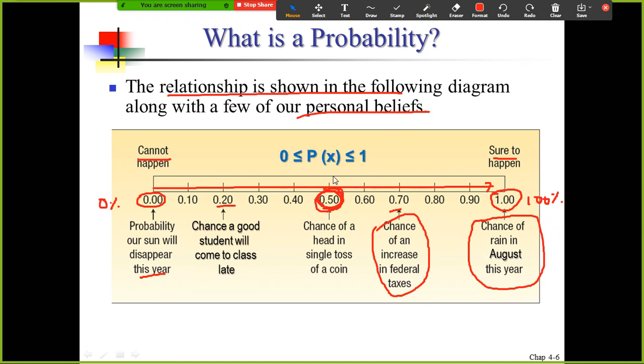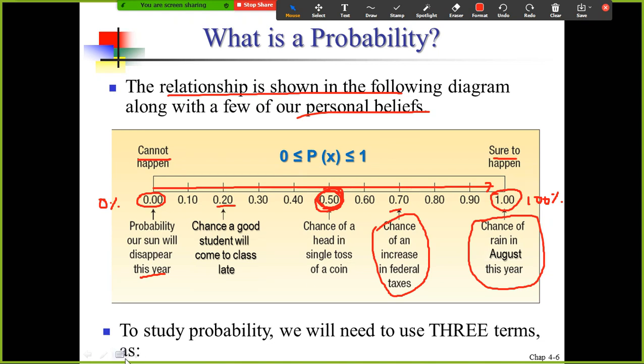So in short, probability of x, where x is something that we study, must be between 0 and 1 inclusive. You can see inclusive means equal to 0 or equal to 1. That's why the probability of x is between 0 and 1 inclusive. To study probability, we will need to use three keywords or three terms as follows.